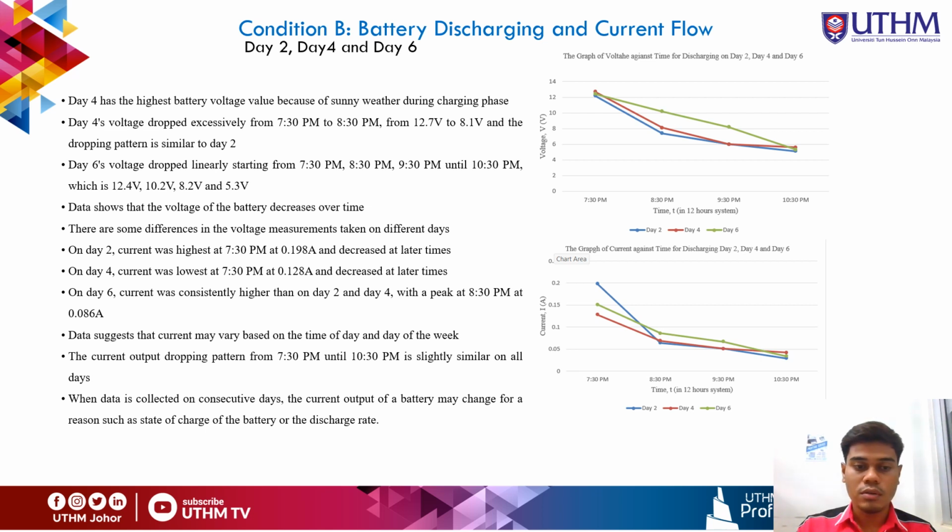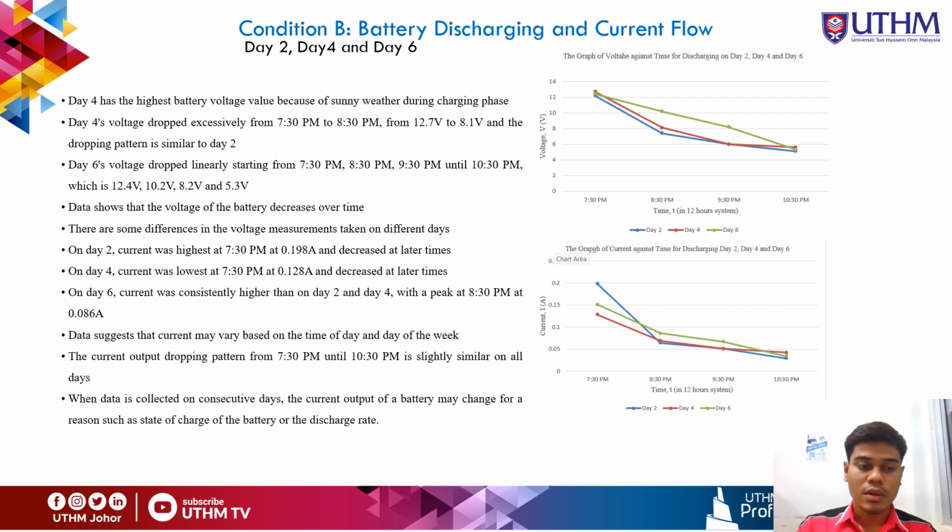On day 4, current was lowest at 7:30 pm, which is 0.128 ampere, and decreased at later times. For day 6, current was consistently higher than on day 2 and day 3 with a peak at 8:30 pm, which is 0.086 ampere. So the data suggests that the current may vary based on the time of the day and day of the week.